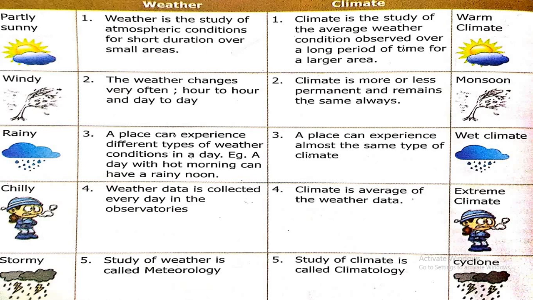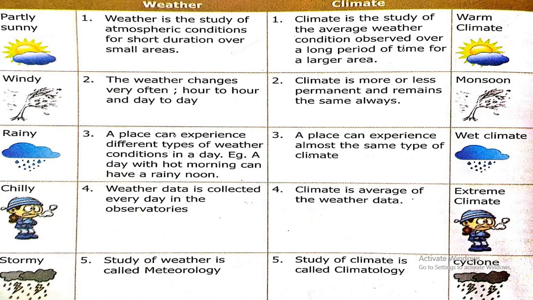Whereas in climate, a place can experience almost the same type of climate. If we talk about winter, it will be winter for a certain period. Weather data is collected every day in the observation. Climate is the average of the weather data. So they come to a conclusion about how the area has the weather for a certain period.